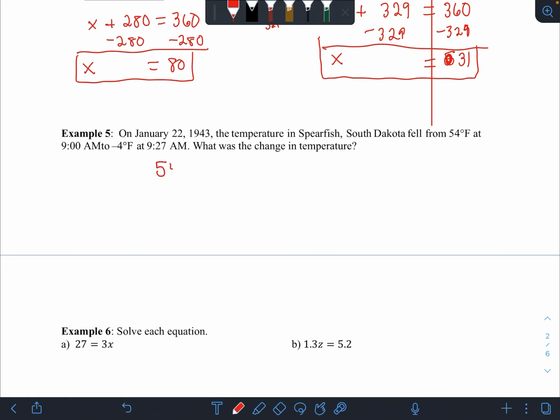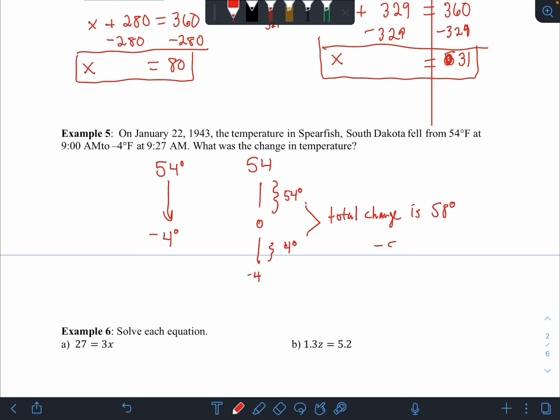So it's saying that it went from 54 degrees all the way down to -4 degrees. Well, if we went from 54 down to 0, we went a total of 54 degrees, right? But if I go down further to -4, I've gone an additional 4 degrees. So the total change is 58 degrees. Okay, and you could say it went down 58 degrees. You could say it went -58 degrees. It's all the same in the end there, okay?